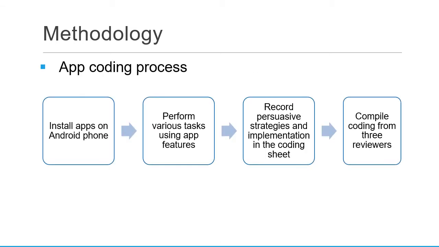This diagram shows the process the reviewers followed in coding the apps. First, they installed the apps on their mobile phones, which are Android-based. Second, they used the features available in those apps to perform various tasks. Next, they took notes of the persuasive strategies employed in the apps, and how those strategies were implemented. They recorded their findings in the coding sheets given to them. Finally, the reviewers collated and discussed their findings.